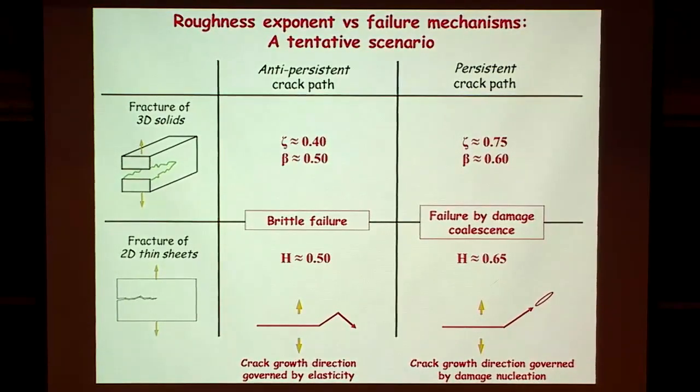Persistent means that if you start to go up, the probability to go in the same direction is larger than the probability to come back in the opposite direction. So, exponent larger than 0.5.